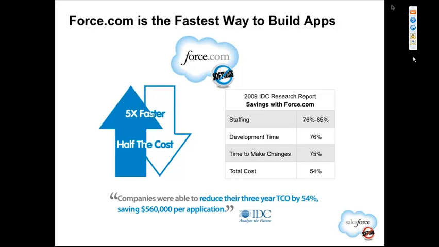Interestingly enough, they said the average application on Force.com was taking people only about 12 weeks to build, and again, that was about 5 times faster than a standard on-premise application. And they actually estimated the total cost of ownership, and about 80 to 90% of that was the maintenance of the infrastructure and the stack, the application, the bug fixes, the storage. The average customer was saving about $560,000 over 3 years per application.